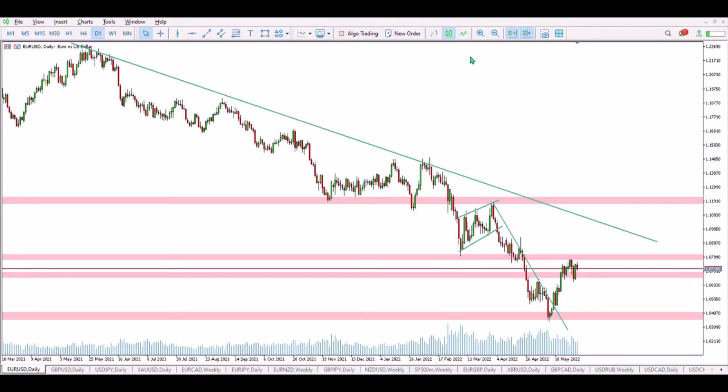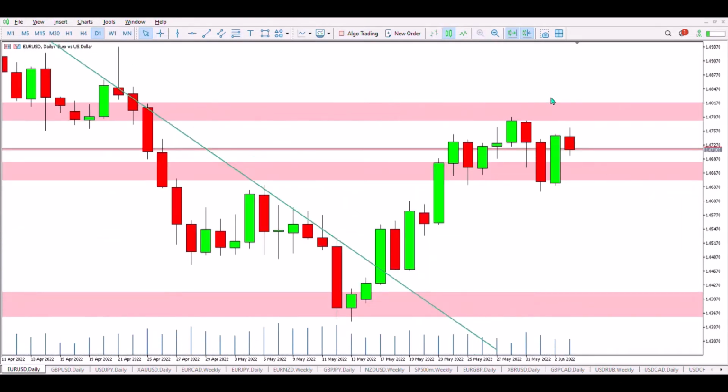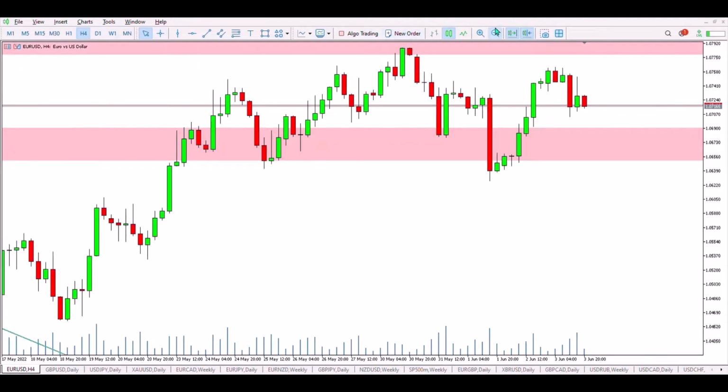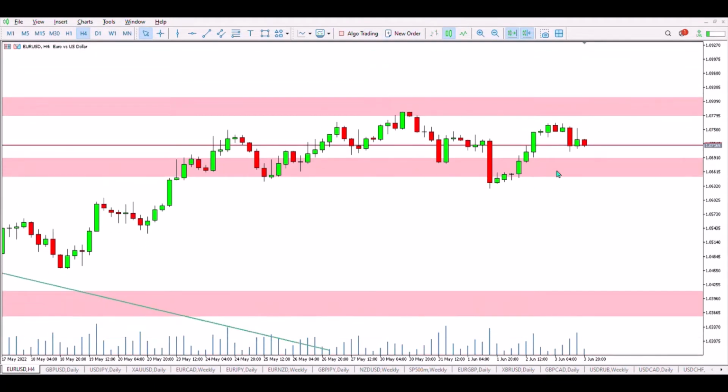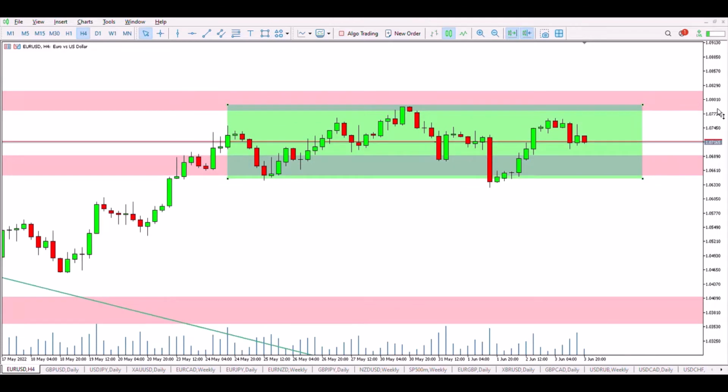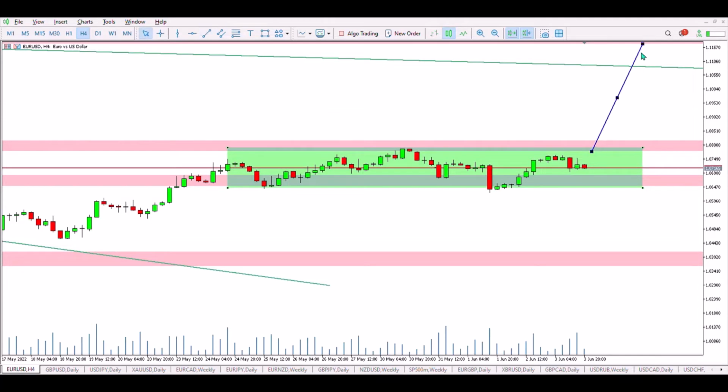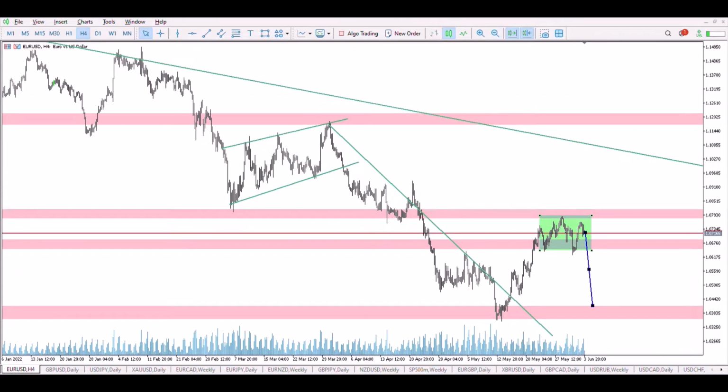Now the thing is that on the daily we are between two important zones in a consolidation market, because if we switch to the 4-hour chart you can see that the price is not in a trend but in a range area. What we are going to do now is wait for the breakout of this range area. If it's a bullish breakout then we can move a little bit to the upside. If it's bearish then probably we will continue with the downtrend and target some previous lows. This is what I expect, guys.